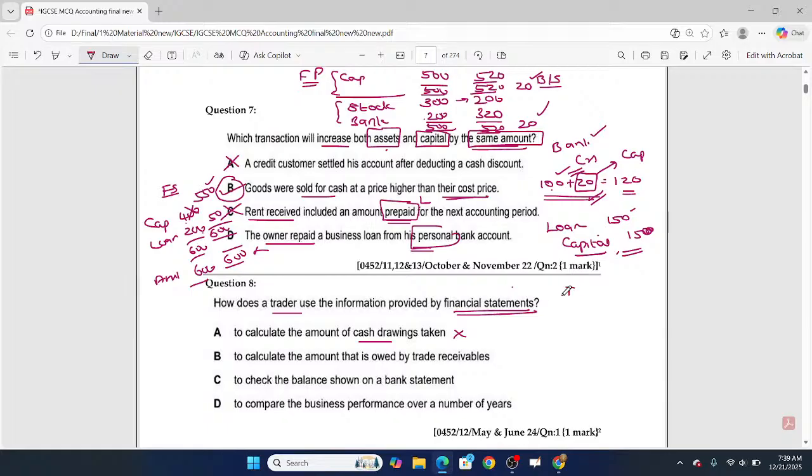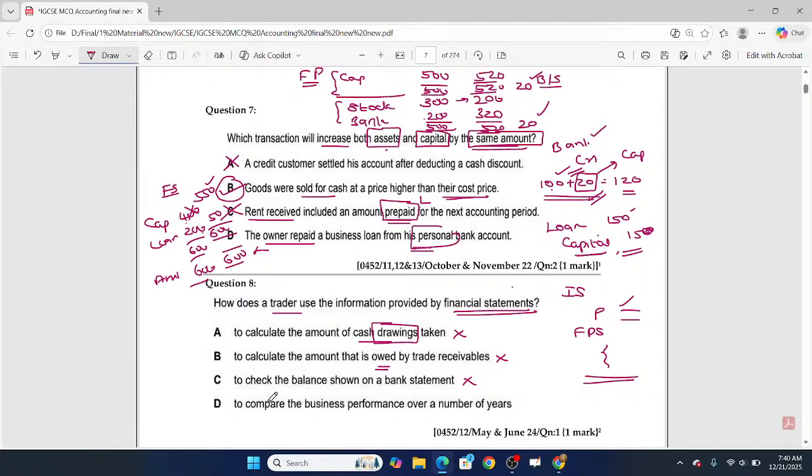So you will prepare income statement, financial position statement. In your income statement you will be able to find out your profit for the year as well as the impact on your capital and all. So profit is the predominant nature. We never bother about the drawings taken or not by preparing this one. That's already known. Calculating the amount owed by trade receivables is also not very important in financial statement preparation. To check the balance shown on the bank statement, it comes under bank reconciliation statement and comparing the cash book.